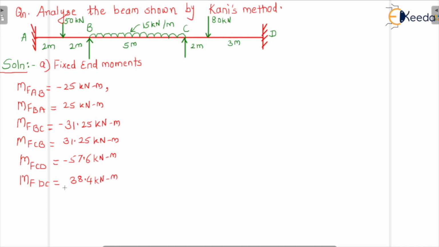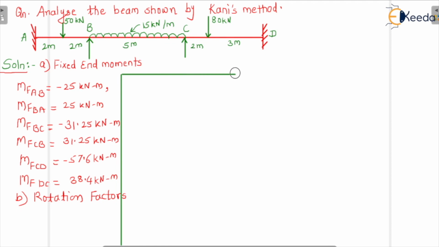Once we are done with the fixed end moments, we have to calculate the rotation factors. So step 2 is to calculate rotation factors. For rotation factors we need to prepare a small table. I'm just writing the table over here. We'll be preparing rotation factors for intermediate supports. B and C are the intermediate supports, like we used to do for the moment distribution method. Similarly we have to use it, just that the formula is a little different.